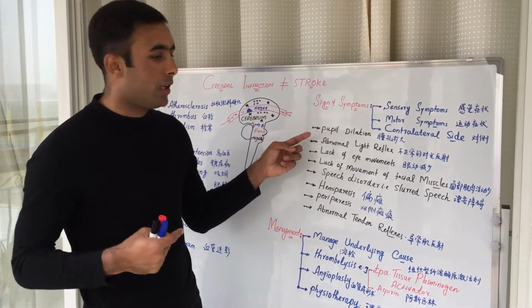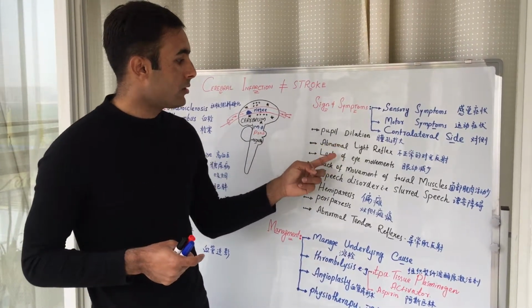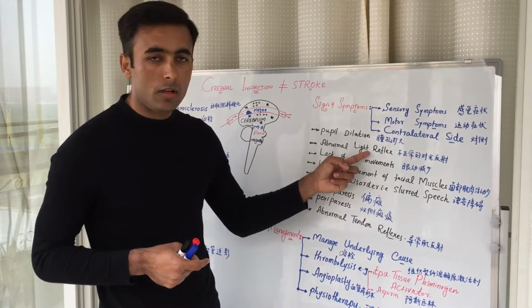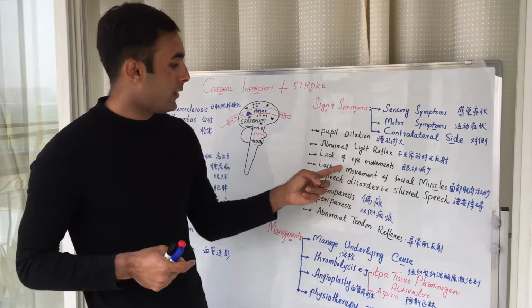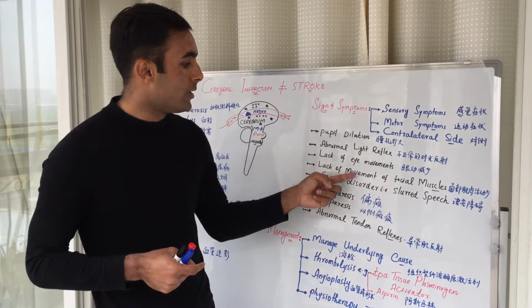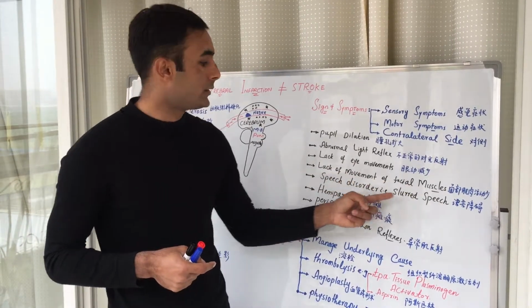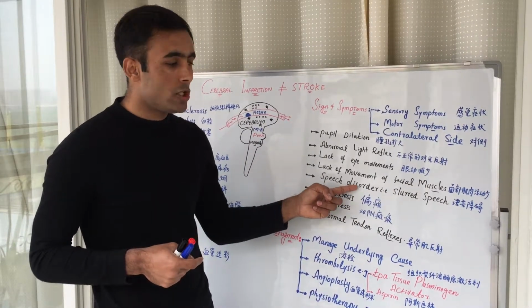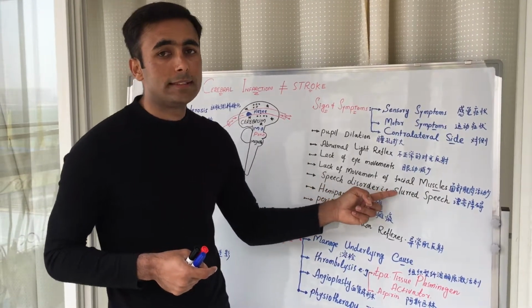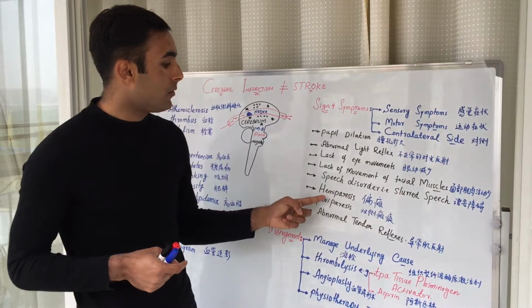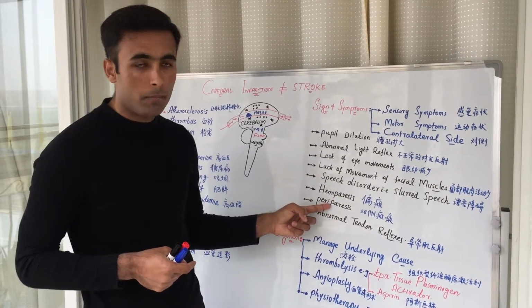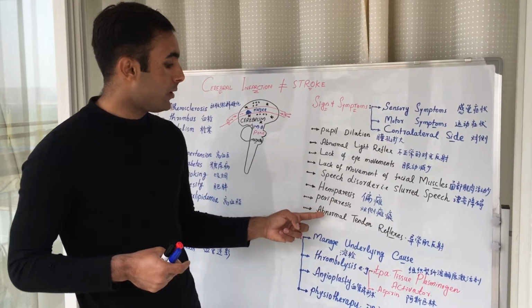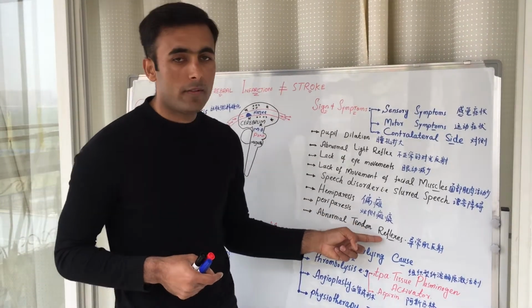So these are different symptoms. Let me review again. First is pupil dilation, then abnormal light reflex, then lack of eye movements, then lack of movements of facial muscles, then speech disorder or slurred speech, then hemiparesis, then periparesis, and then abnormal tendon reflex.